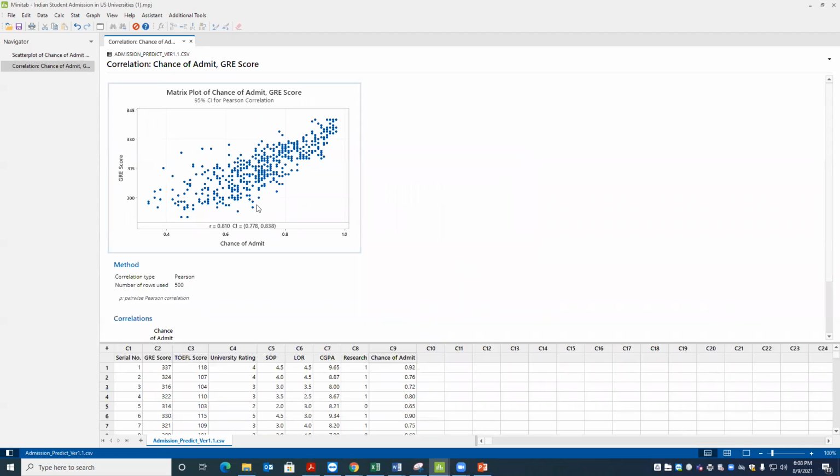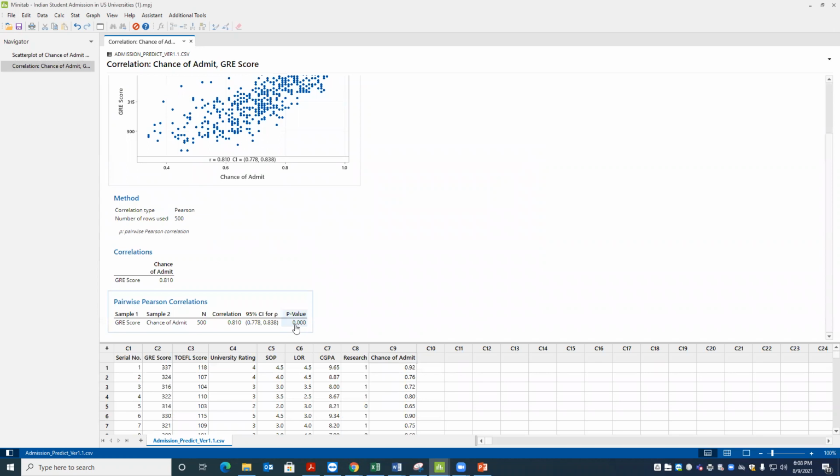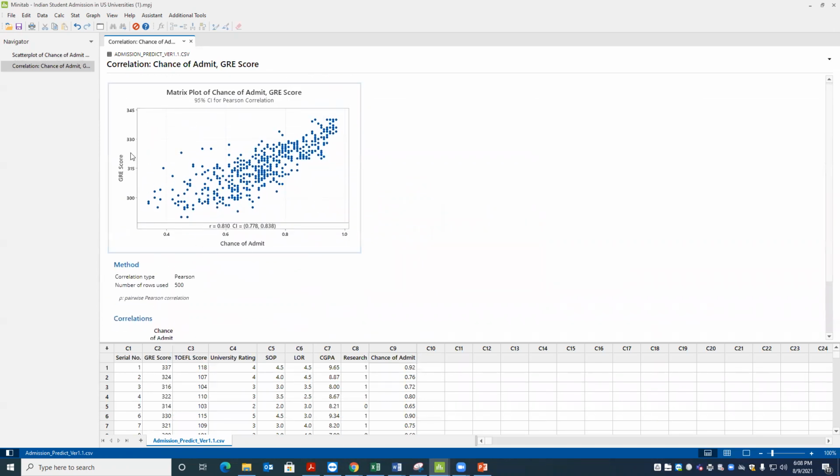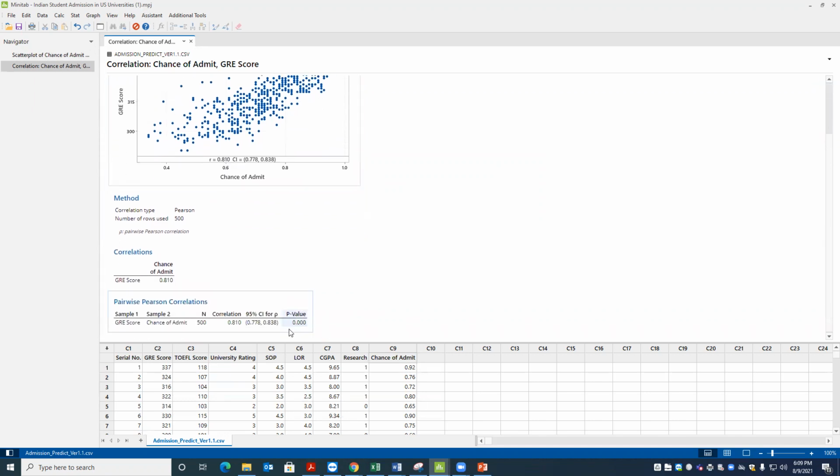So can you see? Here the p-value is 0. And this is our plot, and this R is 81. Means there is an 80%, 81% relationship between GRE score and chance of admission. Whether this relationship is significant, we can see using the p-value.